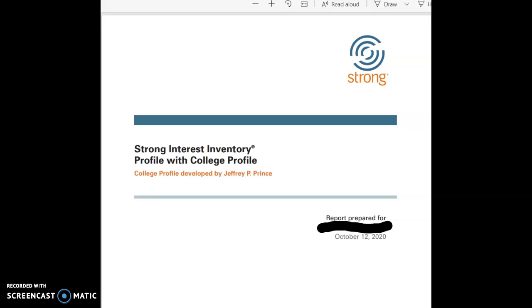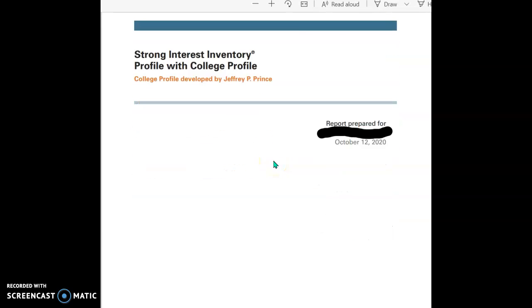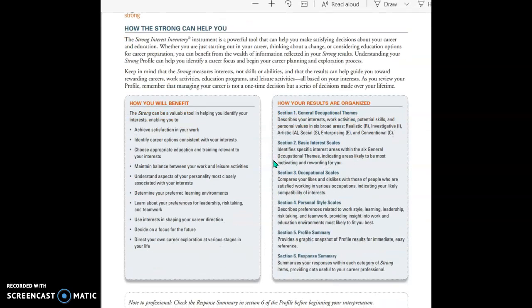So the first page just includes the title of this inventory, and it should have your name. On the second page, it focuses on how a strong interest inventory could be beneficial to you in the shaded area on the left. And here it just explains how these results are organized, and we'll go through each of the sections one by one as we are looking at these results.